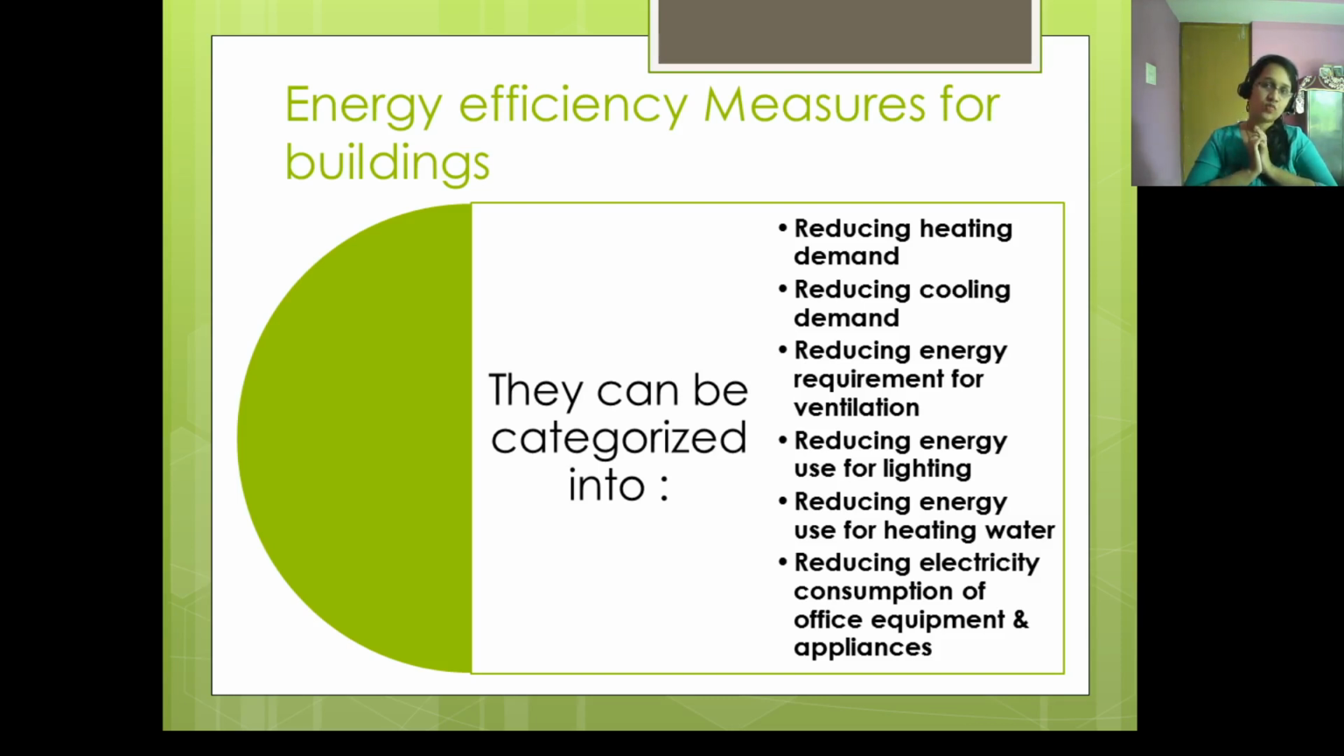So the first one is reducing the heating demand. How can it be reduced? By limiting the exposed surface area of the building. Now the shape of the building will determine how much area is exposed to the outdoors through the exterior walls and ceilings. To save energy, we need to try to keep the exposed area to a minimum.